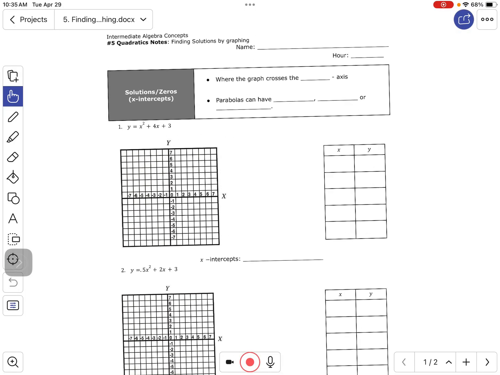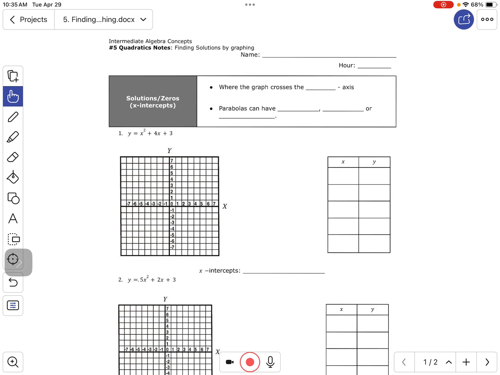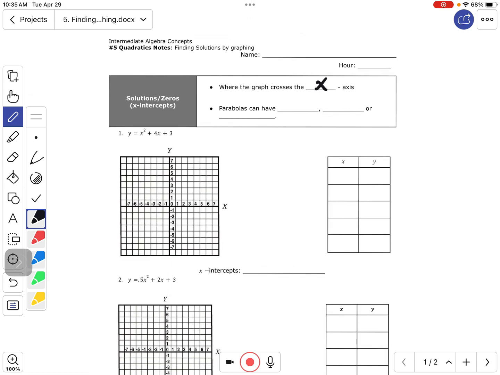All right, today we're going to be working on number 5 quadratic notes, finding solutions by graphing. So solutions are zeros or are x-intercepts, and that's where the graph crosses the x-axis. So go ahead and put in x in that spot right there. And then these are parabolas. Parabolas are those kind of upside down or right side up U shapes.